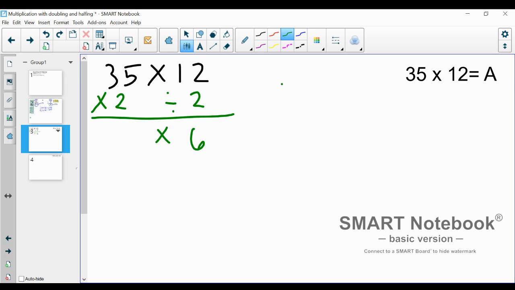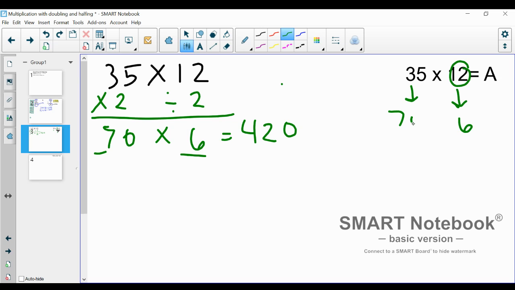and now 35 times 2, I know gets me 70. Oh, wow, look at that. I have basically 7 times 6 is 42. So 70 times 6 would have to be 420. Do you see that? I halved this side and turned 12 into 6. And I doubled this side and turned 35 into 70.